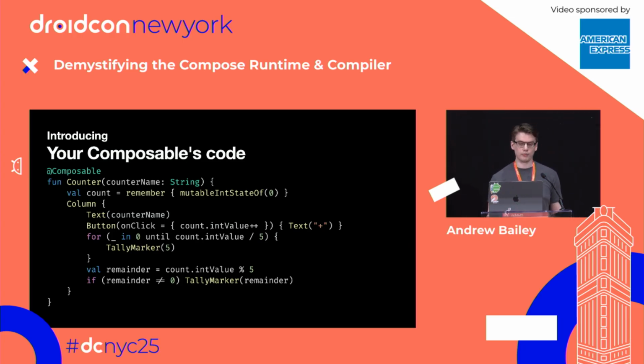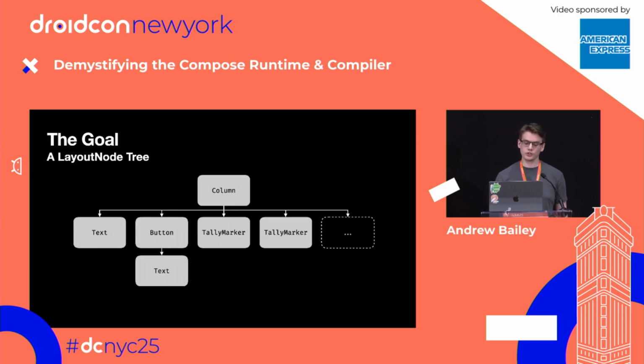The way that I've declared the tally markers here is that I've got a for loop to handle all of the tally markers that are filled, and then an if statement at the end to handle the remainder for whatever portion of the count can't fill one of our 5 markers. From Compose's perspective, our goal here is to create a tree. The tree in question that we're making here is this one.